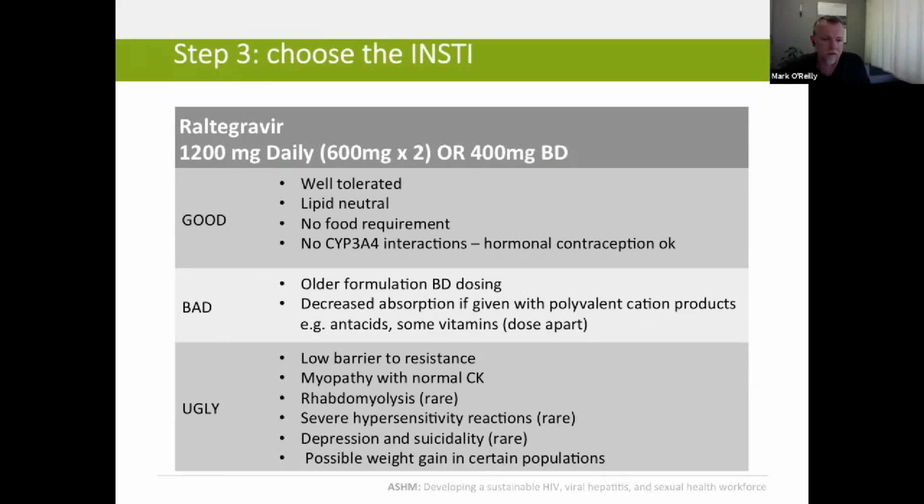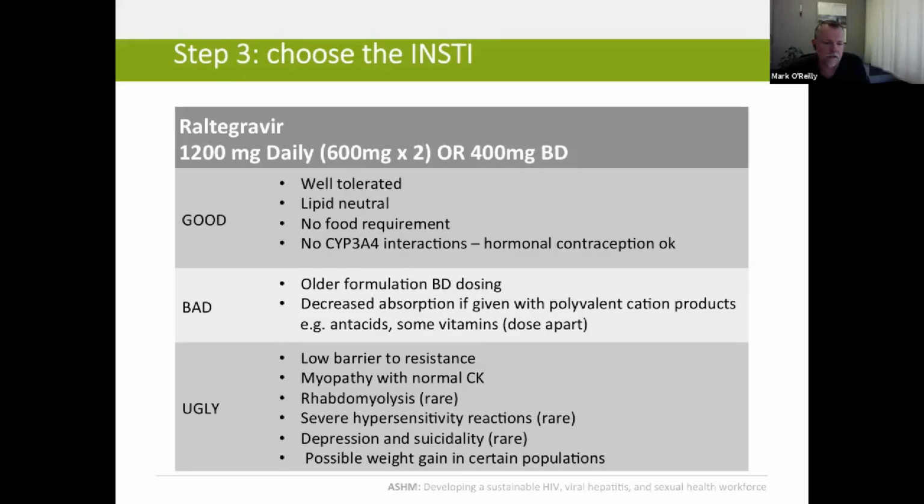Raltegravir, the original integrase inhibitor, initially was 400 milligrams twice daily. Then we had a reformulated version, which is 600 milligram tablets, and they are taken 2 at the same time each day. So 600 milligrams, 2 pills daily along with a backbone, or 400 milligrams twice daily. It's a well-tolerated lipid-neutral medication that doesn't have a food requirement and has no CYP3A4 interactions, and so no concerns regarding interactions with hormonal contraception.